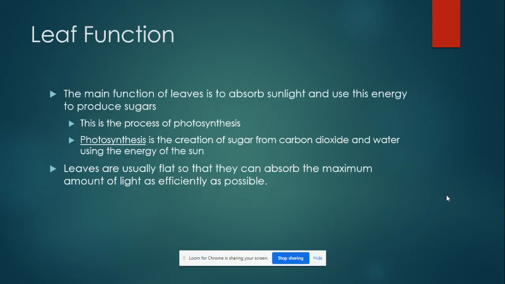So, leaf function. The main function of leaves is to absorb sunlight and use this energy to produce sugars. And that is photosynthesis, which you would have learned about in biology, and we'll be touching on it again here in botany. Photosynthesis is the creation of sugar from carbon dioxide and water using the energy of the sun. Leaves are usually flat, so they can absorb the maximum amount of light as efficiently as possible.